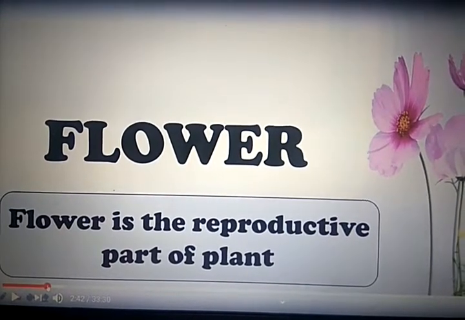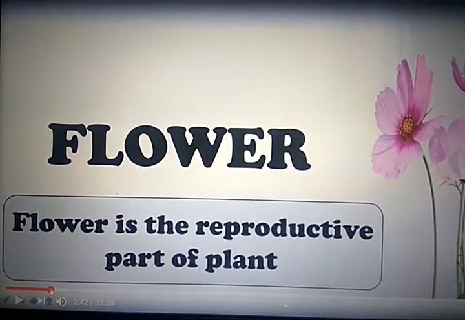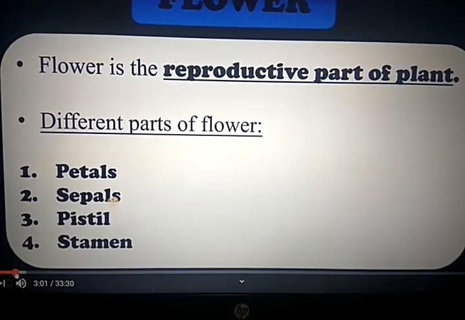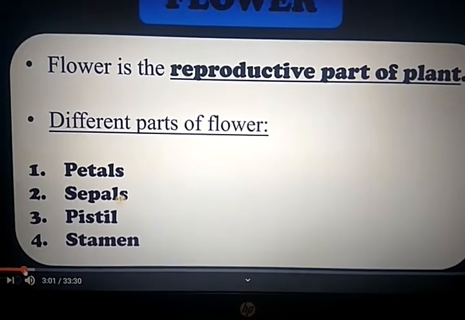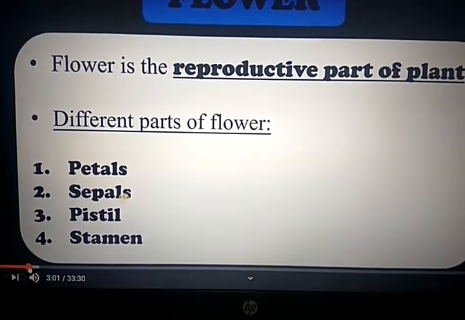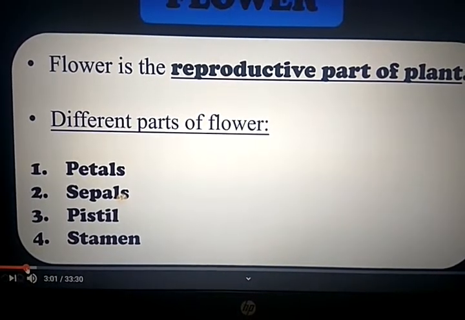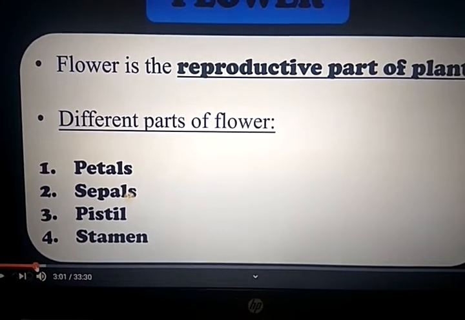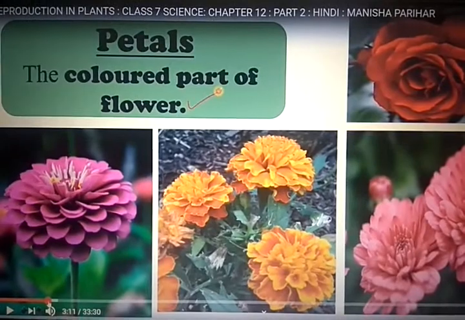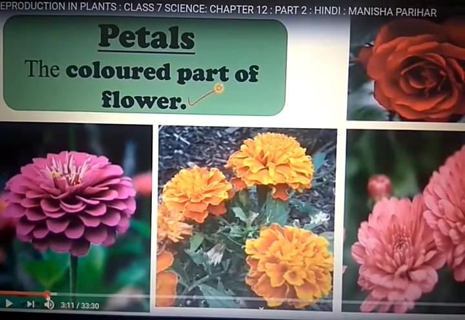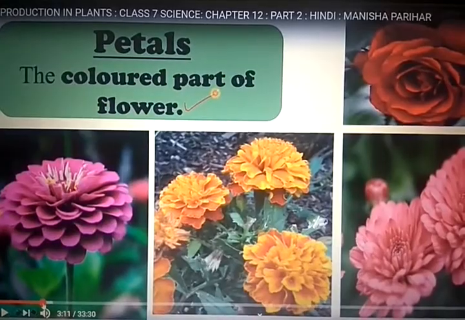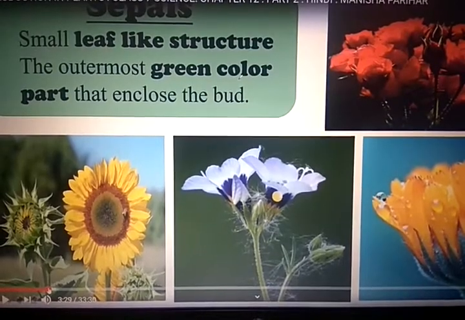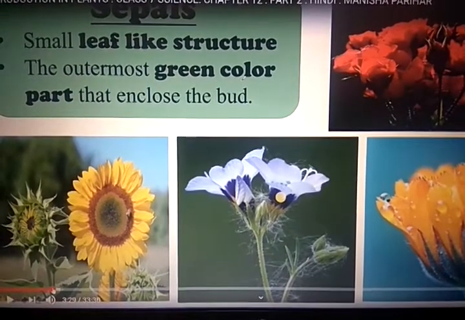We had also seen that the flower is the reproductive part of the plant. Flower is the reproductive part of the plant. Let us see the different parts of the flower, as the flower is the reproductive part. The different parts of the flower are petal, sepal, pistil and stamen. Petals are the colored part of the flower that you can see. Sepal is the small leaf-like structure, the outermost green part that encloses the buds.